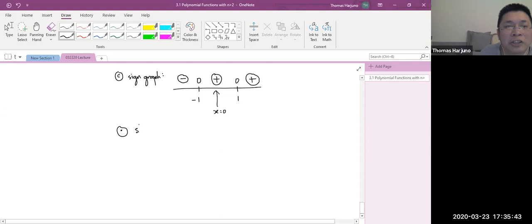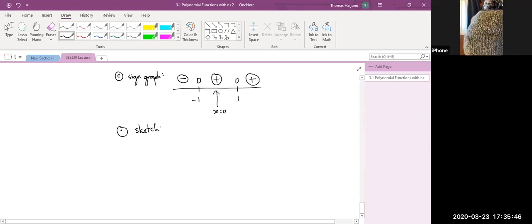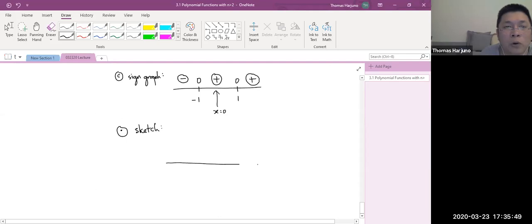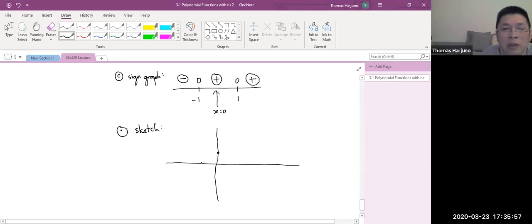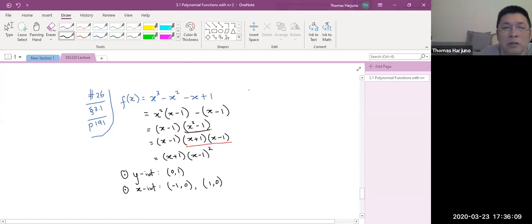Now we get the sketch. Actually, we follow the sign graph from earlier. The y-intercept is (0, 1), and the x-intercepts are (negative 1, 0) and (1, 0). What is the far end behavior, by the way? The degree is odd. The leading coefficient is 1. So it should be the negative infinity to positive infinity style. Do you remember that?